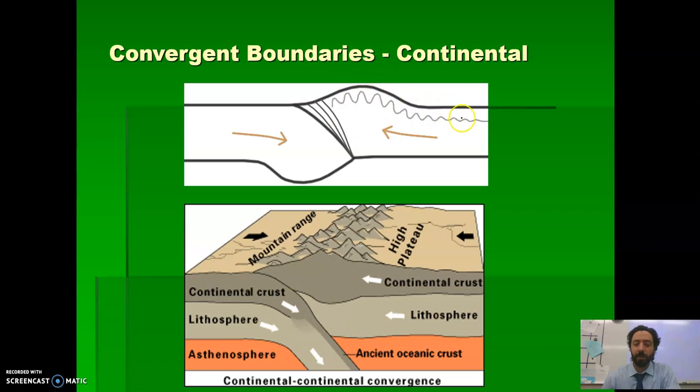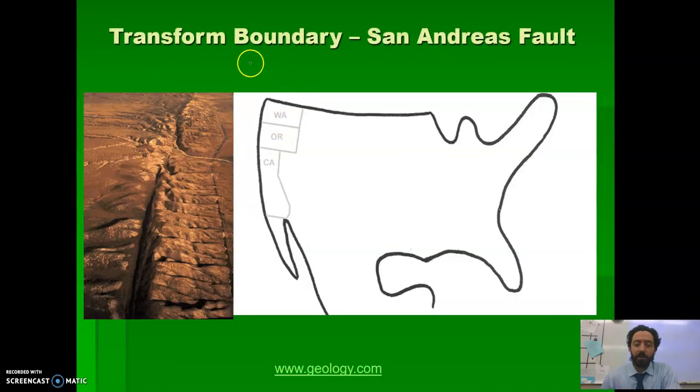And so hopefully you're starting to come together with some trends: when we have convergent boundaries, we're forming mountain chains, and when we have divergent boundaries, we're forming kind of rift valleys. Transform is the last part.